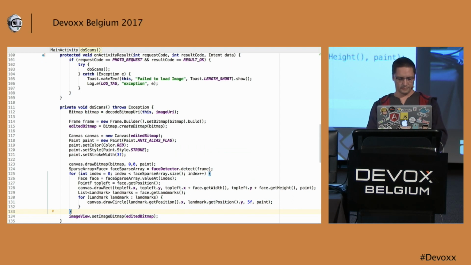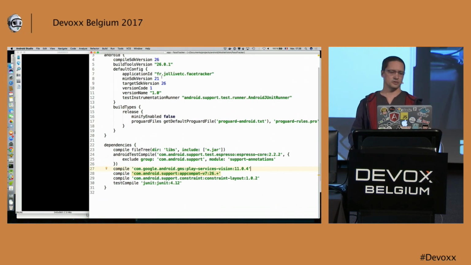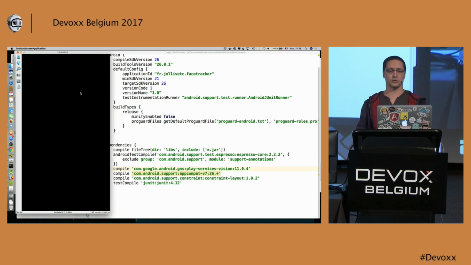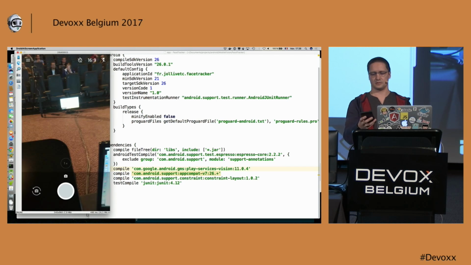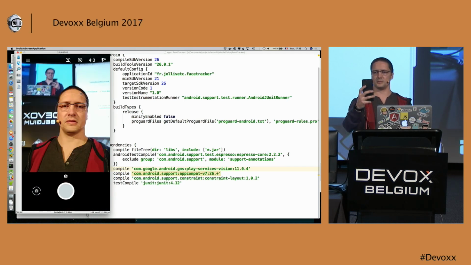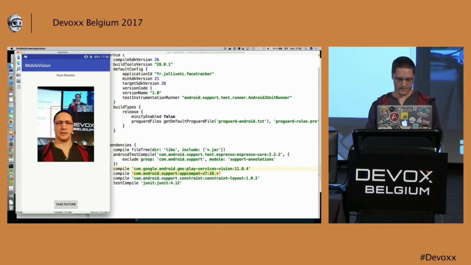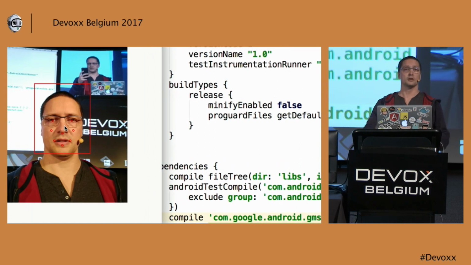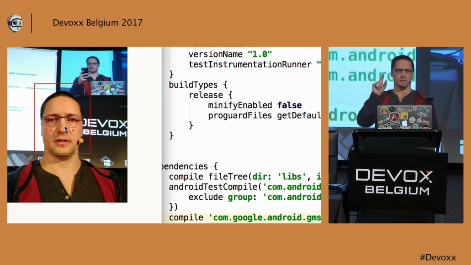So if I run this one now, I run every demo on my phone because some of them do not work on the emulator. So I can take a picture, just change the camera, take a picture, check. And then, as you can see, I've got the rectangle around my face and the landmarks with the circles. So I've got landmarks for the eyes, the cheek, the nose, the mouth.